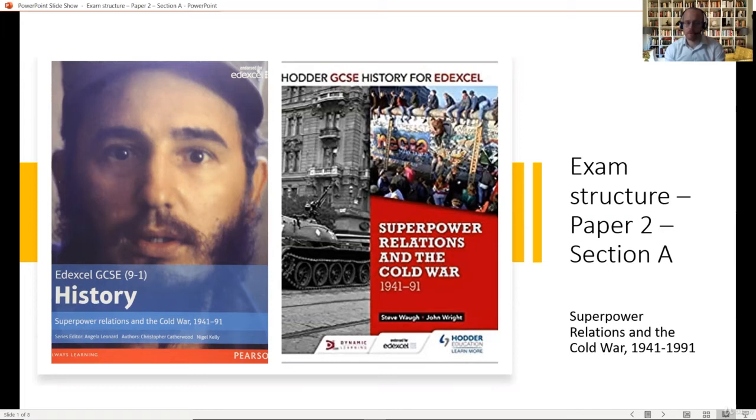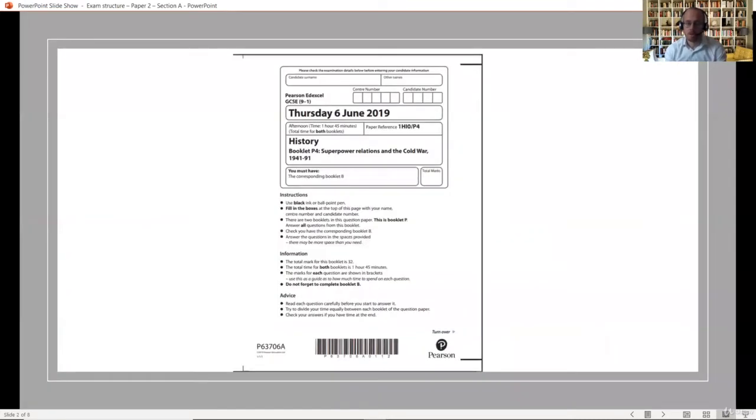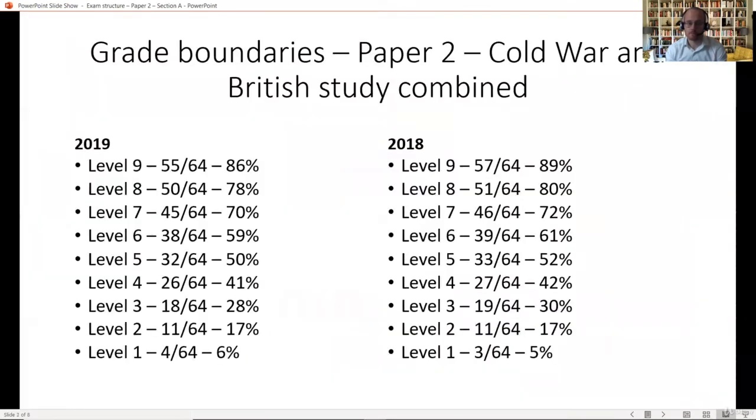Paper 2 is divided into two sections, Section A and Section B. We'll look at that in a moment. These are the textbooks you more than likely use in class or at home for this. These are the two authorized textbooks by Pearson and Hodder. So this is what the front of your exam paper is going to look like.